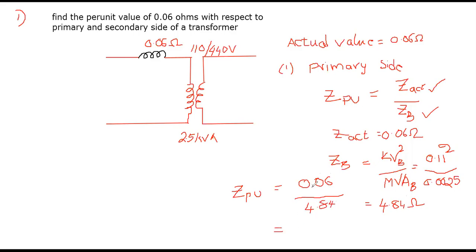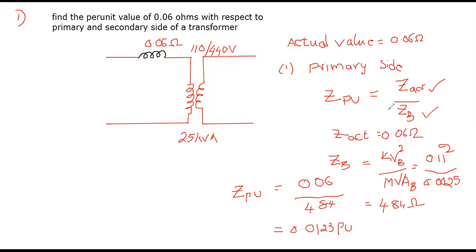Now obtain the ratio between these two. What will you get? What is the final answer? I think you will get 0.0123 per unit. Now see here, units are also very important. Units are also very important.